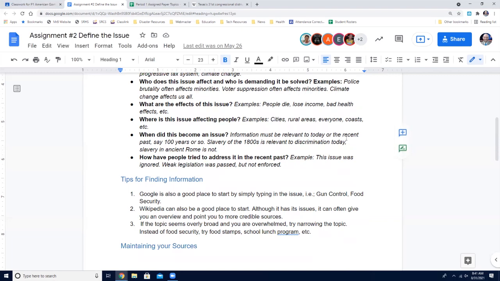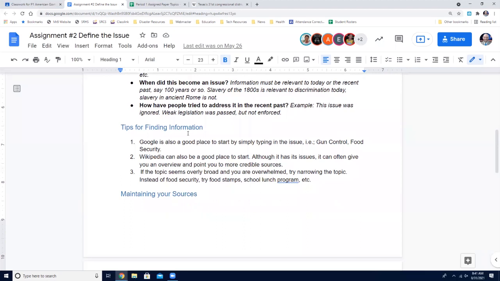Now, this isn't an assignment where you just copy these questions and then answer them. It's a short little essay is basically what it is. So a good place to start for looking at that is just Google. And most people have a lot of luck by just taking their topic and putting it in the search bar and see what comes up as far as that topic.